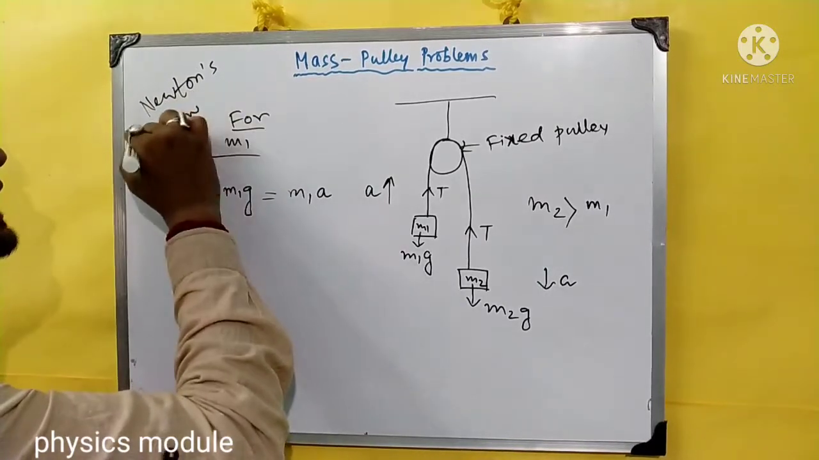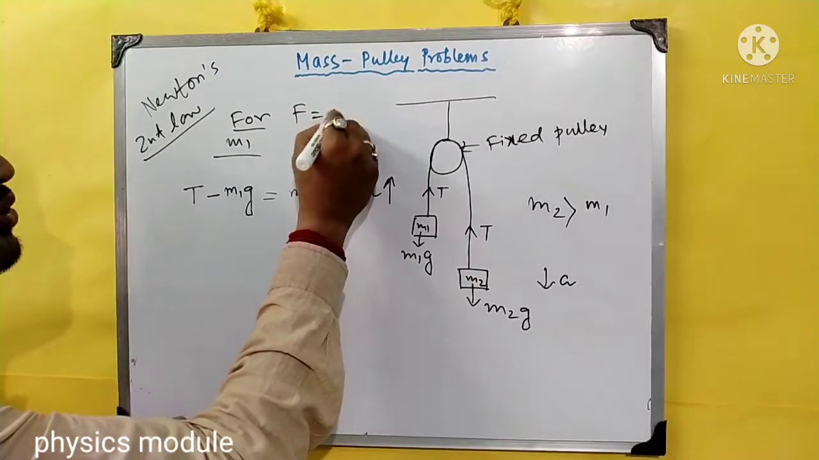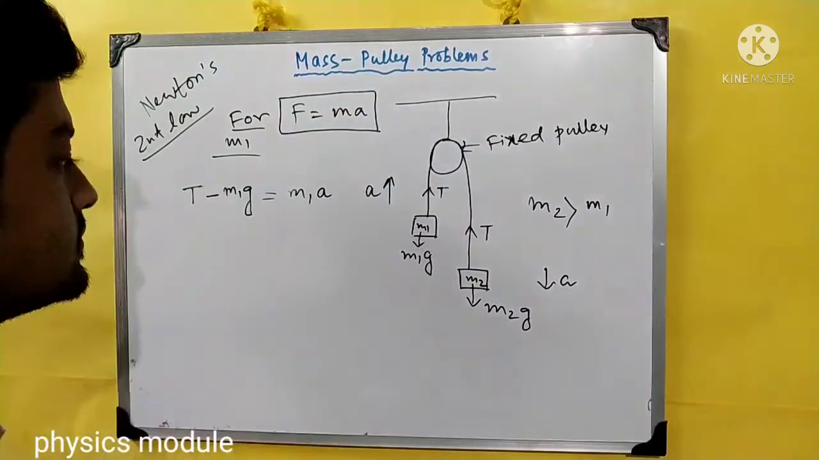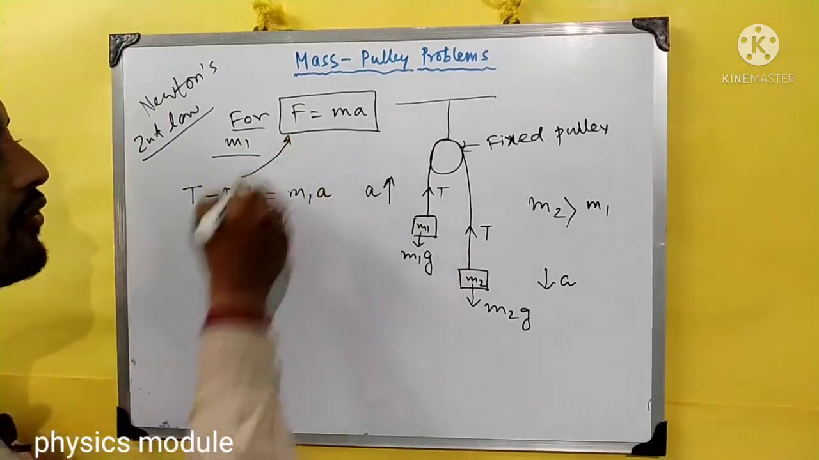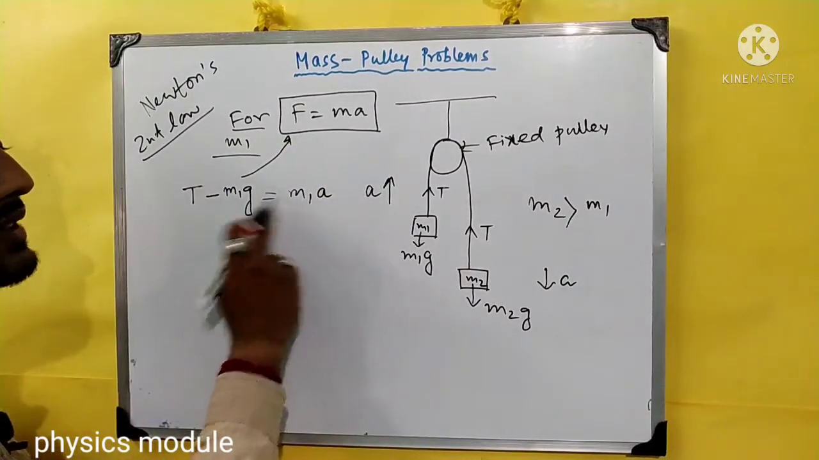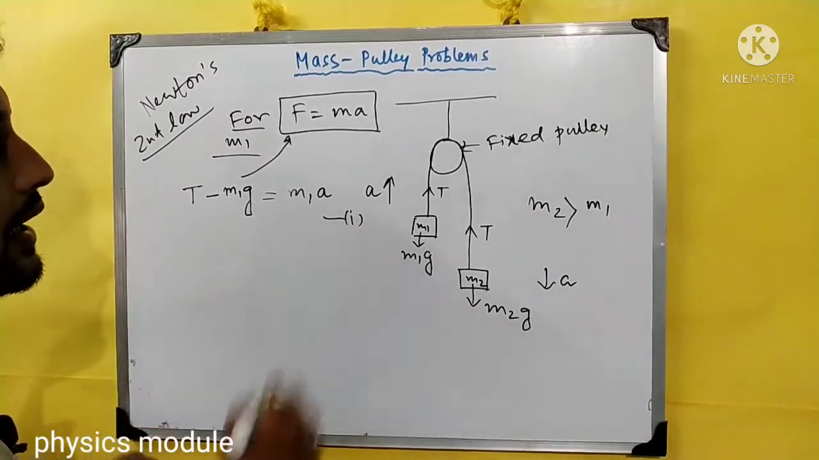Newton's second law. And what is it? F equals ma. This is the amount of force. This is actually the interpretation of effective force. This is the mass into acceleration product. Let me write it as equation 1.